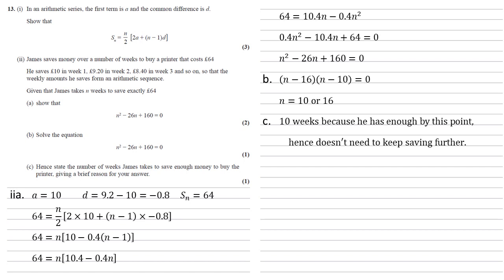The reason we've got 16 as an answer as well is that after week 10, the savings will go up, but then because he's saving 80p less every week, he'll get to a point where he's saving a negative amount and it will come back down to 64 at 16. So that's why we've got those two different answers in part B.